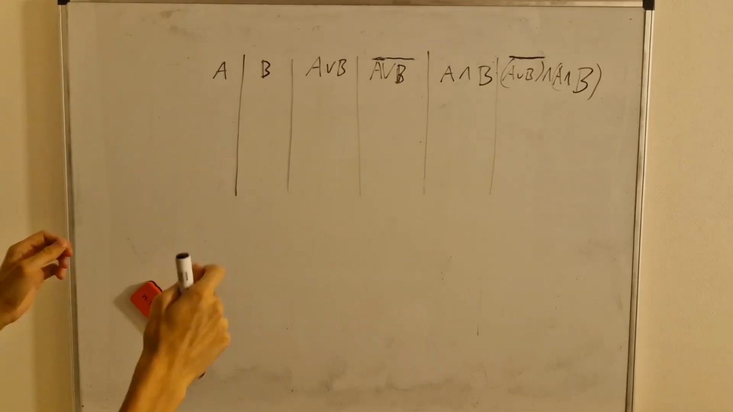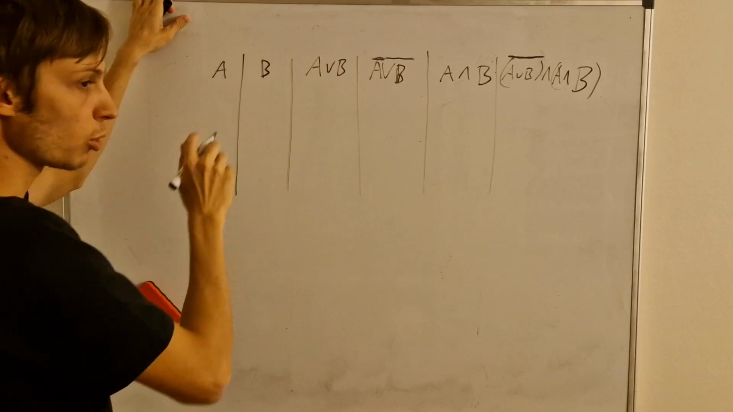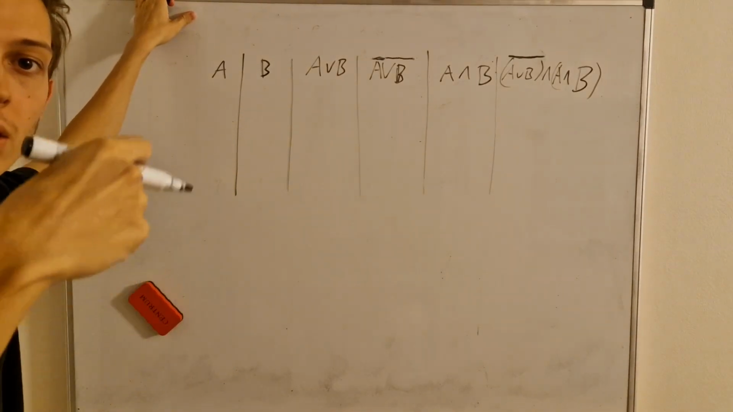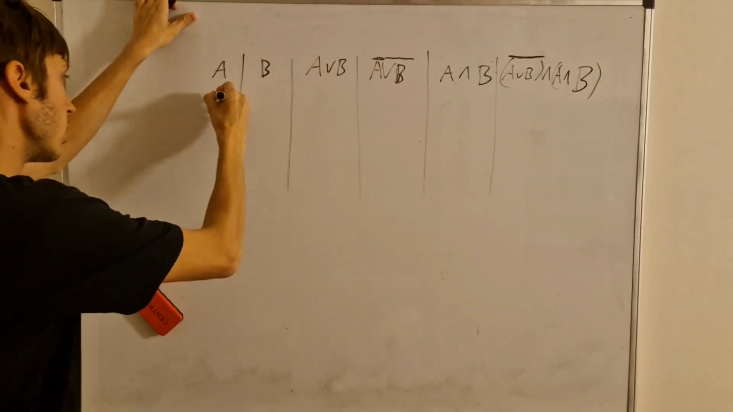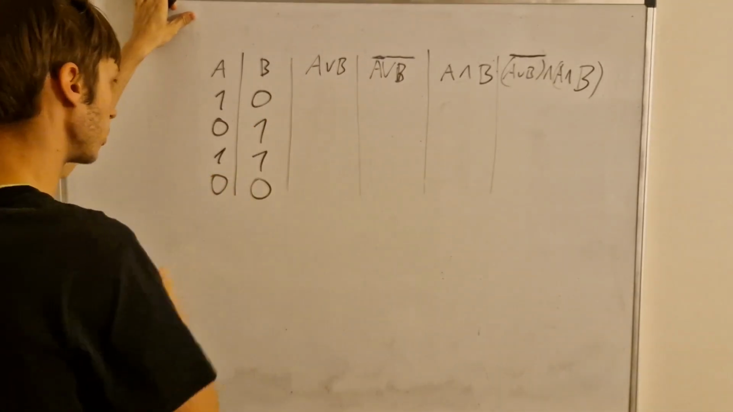So if we have statements A and B, we can have different values for them. We'll list out all the combinations. Either can be either 1 or 0. So 1 0, 0 1, 1 1, 0 0 are the options.